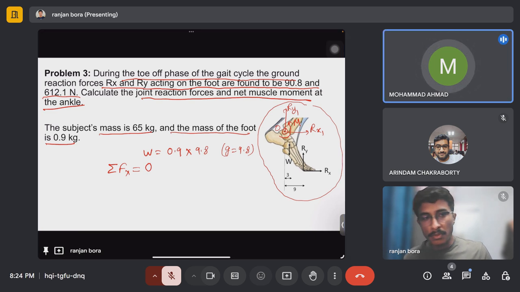So, can you please repeat what you said in the last 10 seconds? Sorry, please repeat what you said about the static analysis.